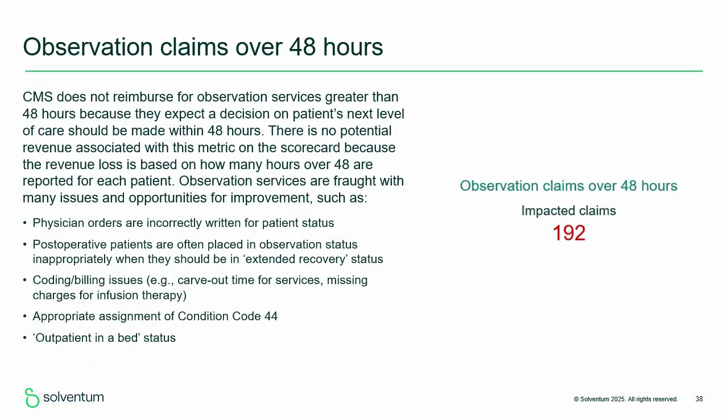The next thing that we present on the outpatient scorecard is the number of observation claims over 48 hours at a facility. CMS does not reimburse for observation services greater than 48 hours because they expect a decision to be made about the patient's next level of care within that 48-hour time frame. There's no potential revenue that we can associate with this metric on the scorecard because the revenue loss is based on how many hours over 48 are reported for each patient.